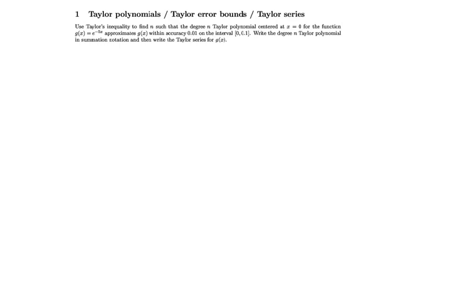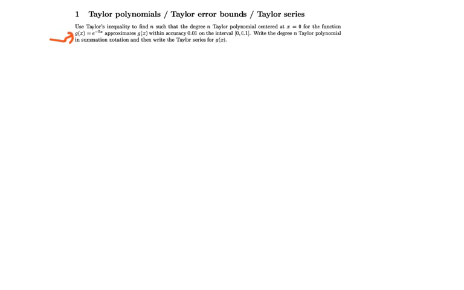Okay, our first problem is going to be a problem which uses Taylor polynomials, error bounds, and Taylor series. So what we want to do is use Taylor's inequality to find the right degree n polynomial to approximate this function g of x with a certain amount of accuracy on some interval. And then we're going to have to write it out.